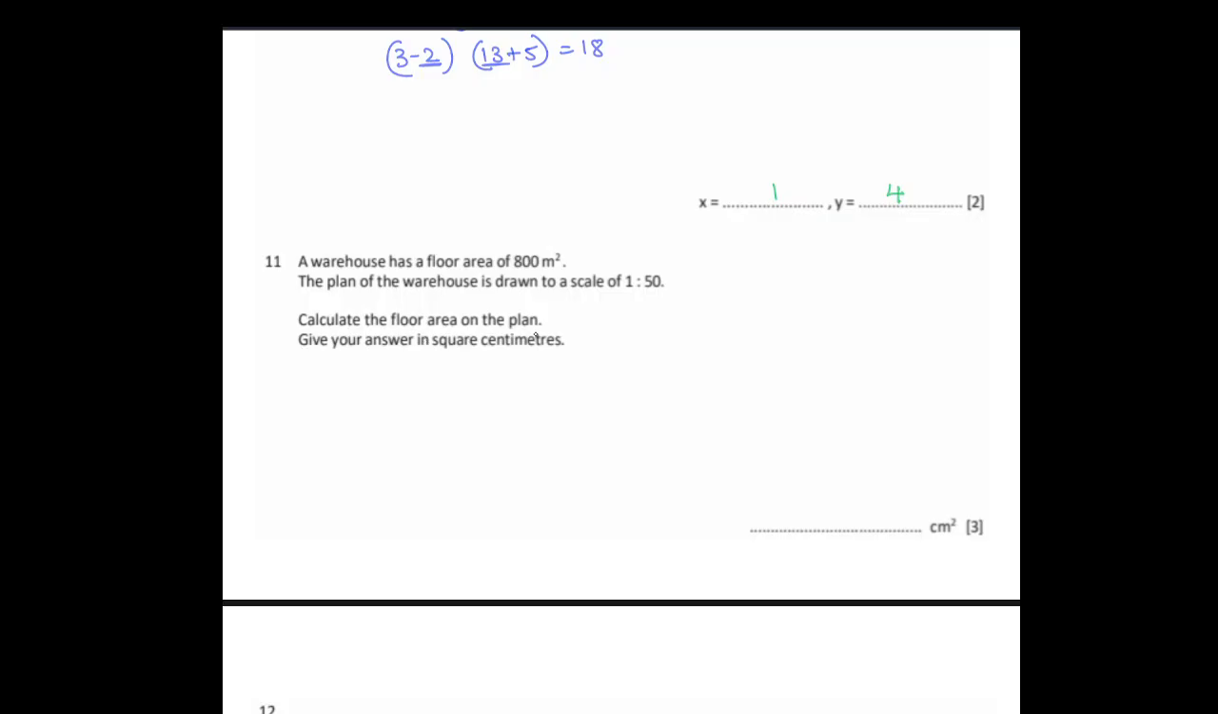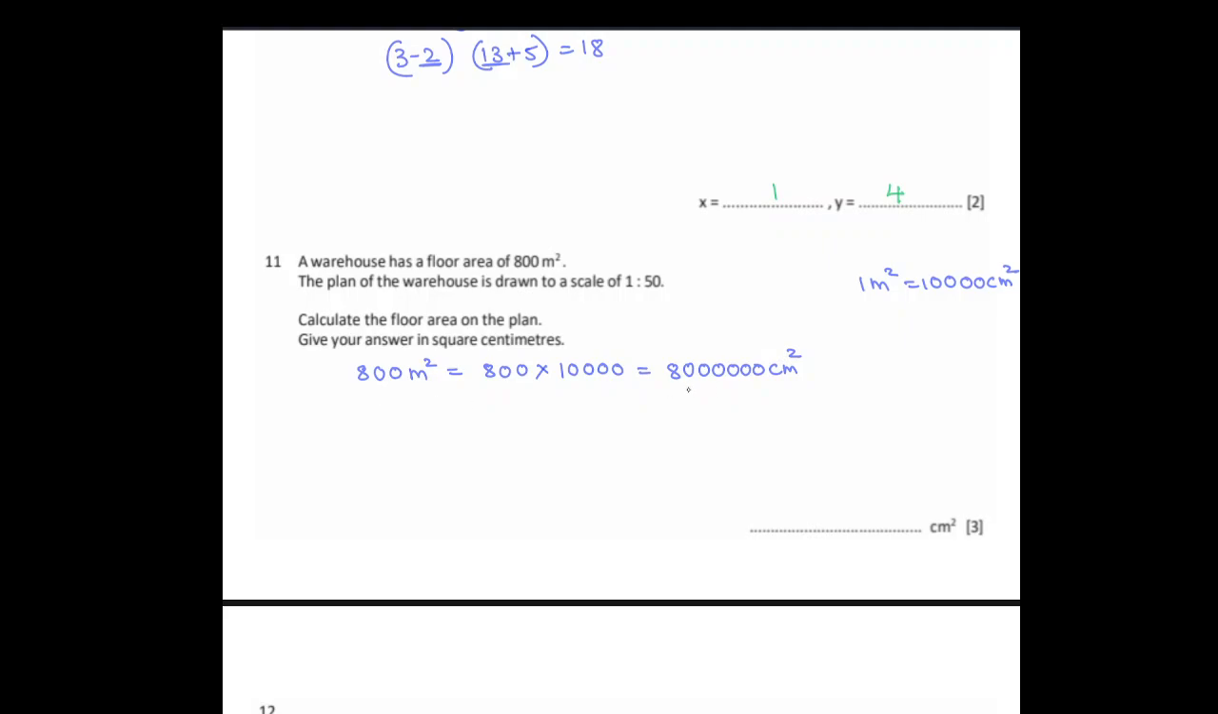Calculate the floor area on the plan. Give your answer in square centimeters. Now we need to find out the floor area on the plan. First of all, the floor area of the warehouse is 800 meter square. That is given in meter square. We need to convert this into centimeter square. So 800 meter square will be equal to 800 multiplied by 10,000. We will get the answer as 8 million centimeter square. Why? Because 1 meter square is equal to 10,000 centimeter square.